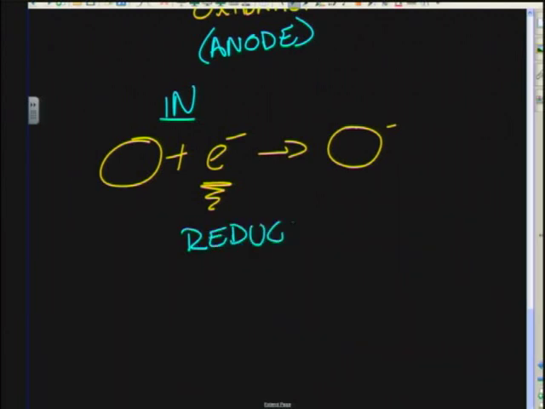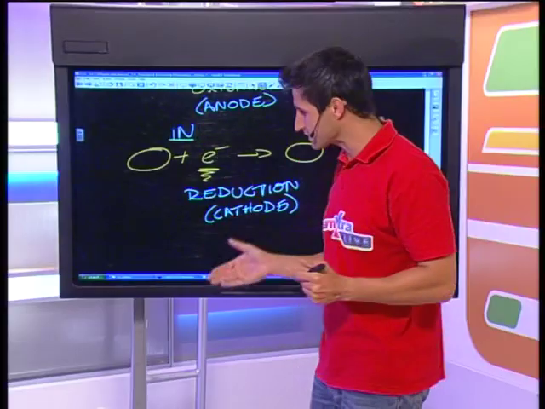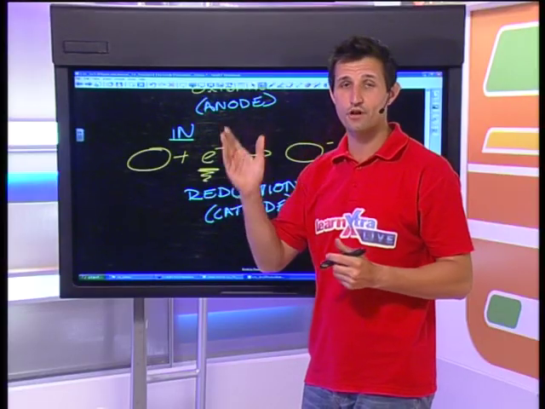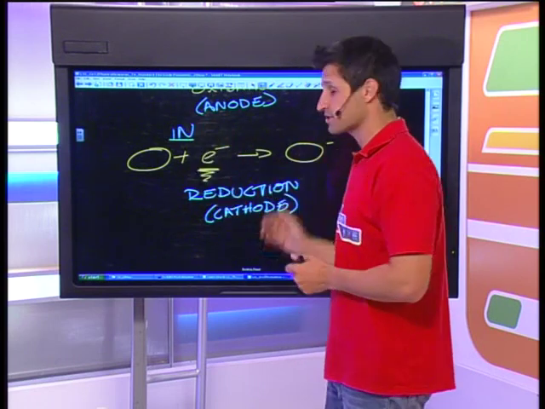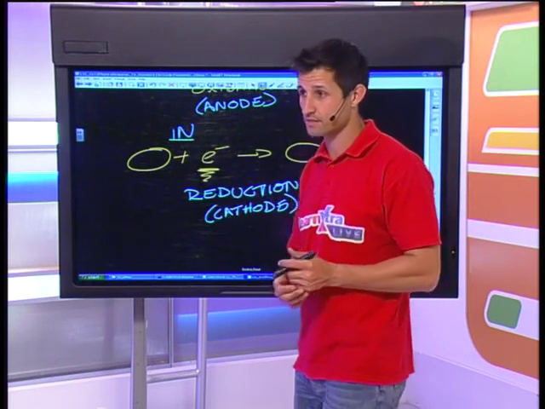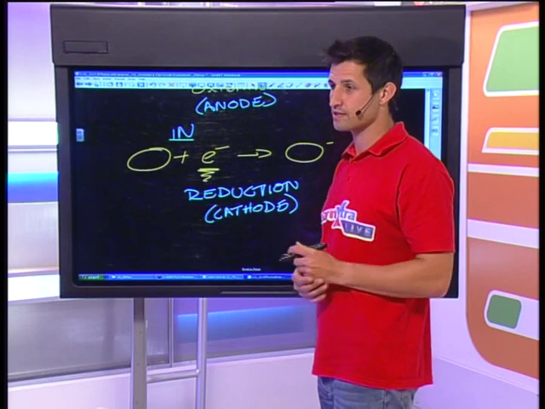Now, reduction always, always, always takes place at the cathode. It's nothing to do with plus and minus. Please don't get that into your heads. Cathode and anode, the names originally do come from plus and minus, but guys, they are reduction and oxidation terms. Oxidation at the anode, reduction at the cathode. I hope that answers the question. Let's take one short one before we get into the exam style question.